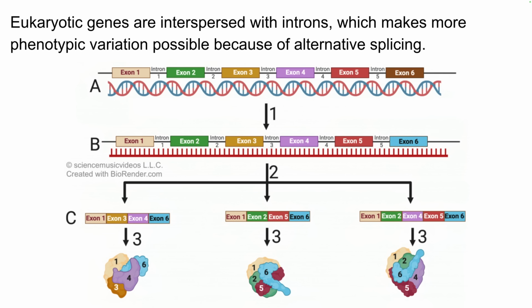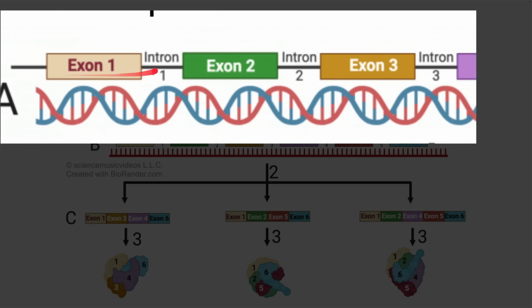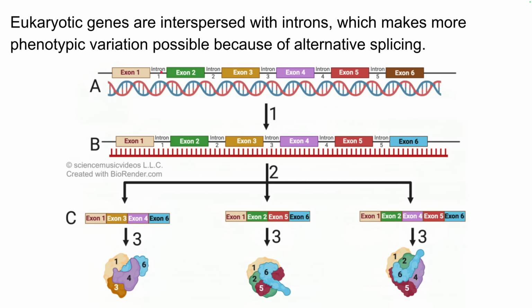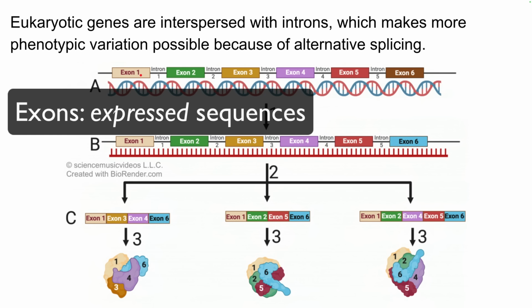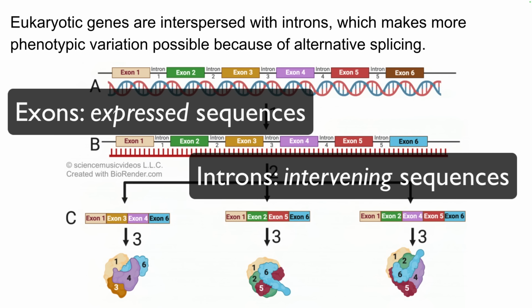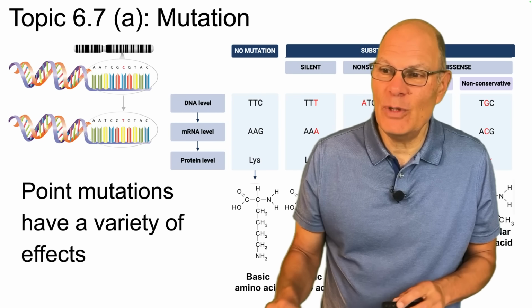A key difference between eukaryotes and prokaryotes is that eukaryotic genes are interspersed with introns, which makes phenotypic variation possible because of alternative splicing of exons. Exons are expressed sequences. They wind up being translated into proteins. Introns are intervening sequences that get edited out. Topic 6.7, mutation.